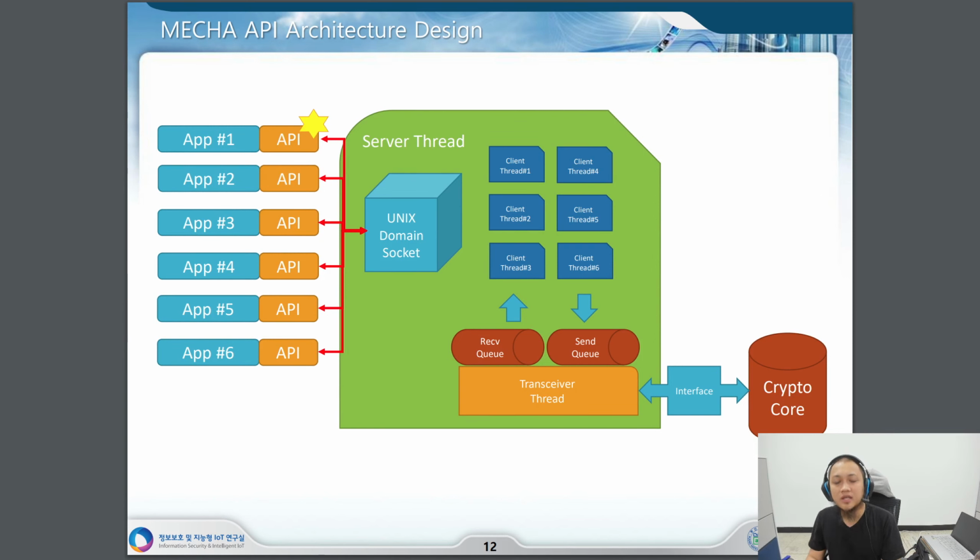We can have 6 apps and 6 API instances. For example, this star one is the API that is first launched, and it will create the server thread. And once others connect, a client thread will be created for each of these applications, and then managed. It will send the data into the send queue. The receiver thread will pass it and forward it into the interface and the crypto core, and then the response will be in a queue and then sent back to the corresponding requesting application.